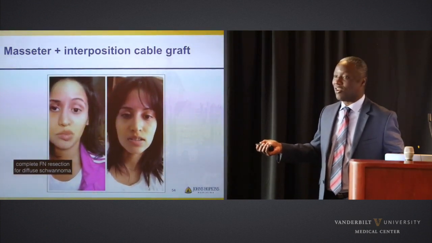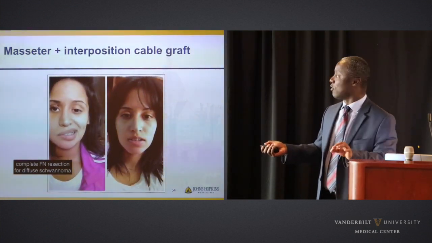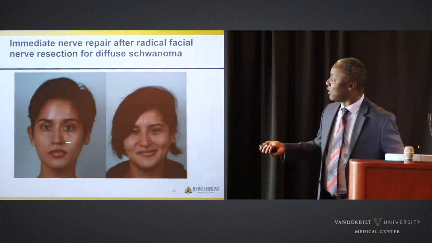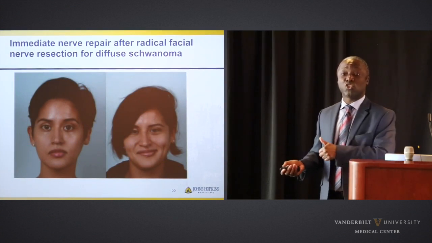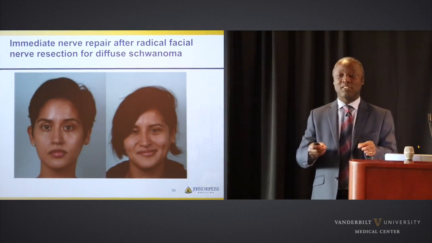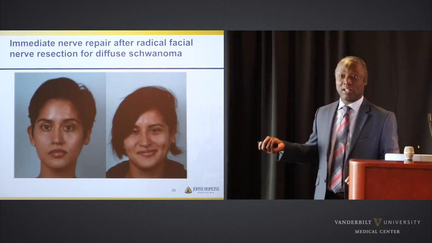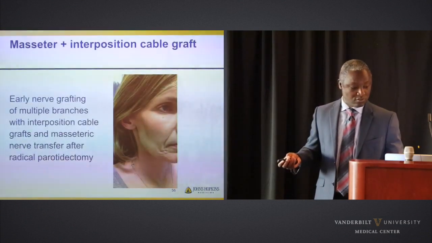This is her early on after the masseter nerve has been connected and hypoglossal nerve has been connected. She even got her dimple back, right? This is showing that if you connect nerves, multiple fascicles and you do it very early, you can get almost near normal results.